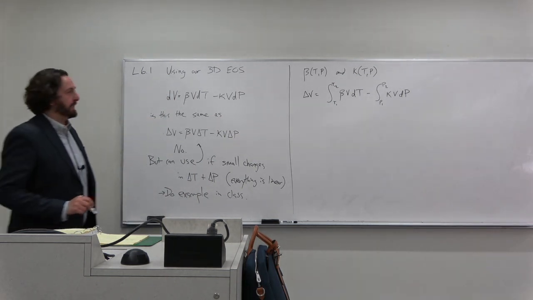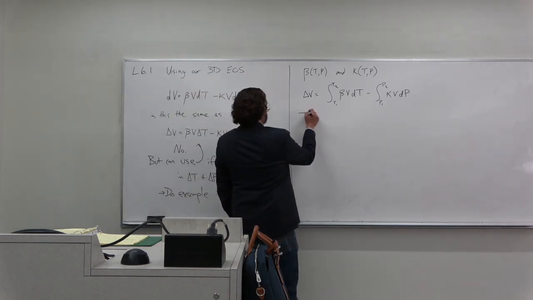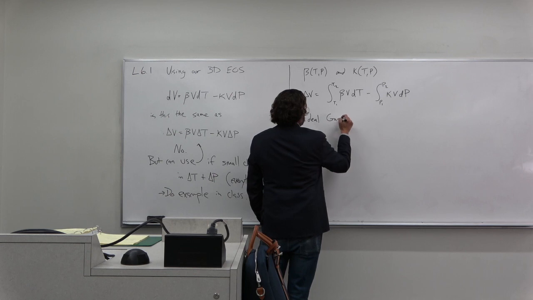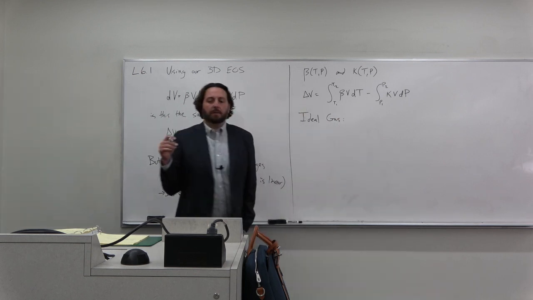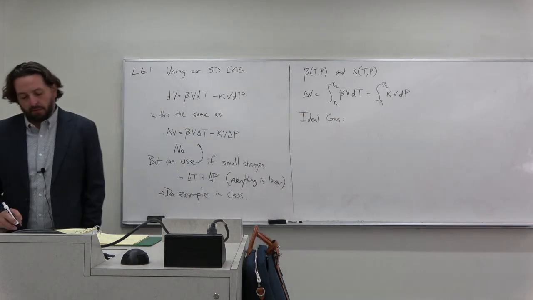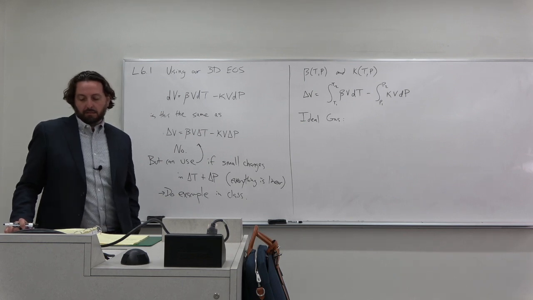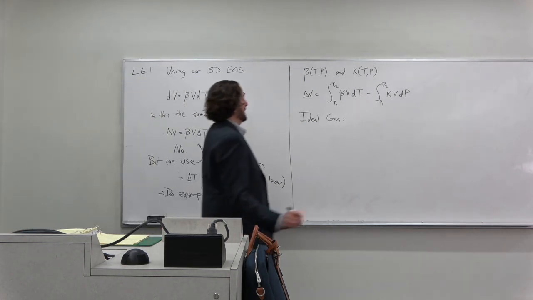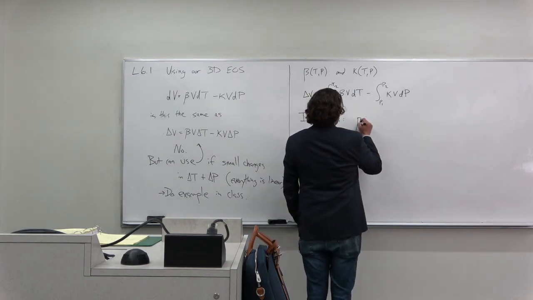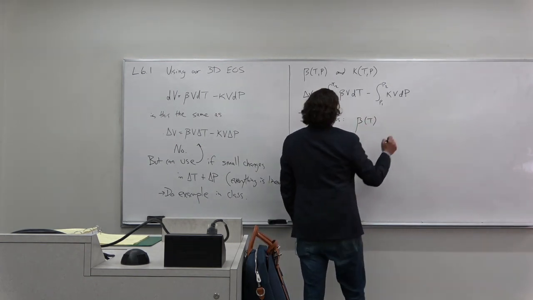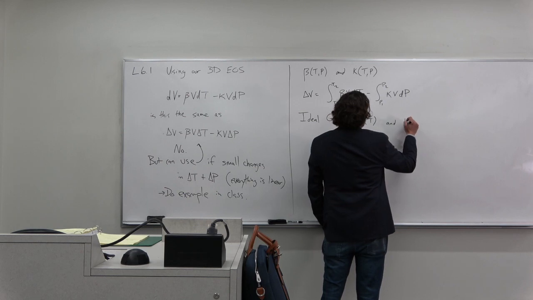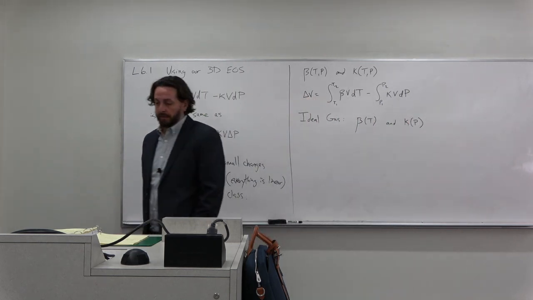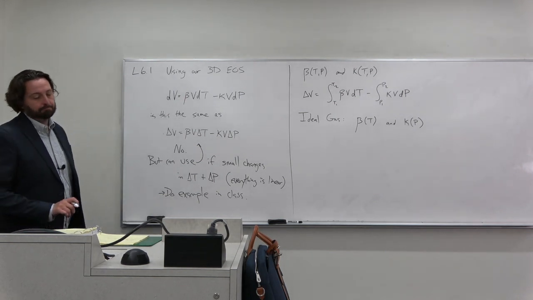So let's use an ideal gas as an example. Whenever I think of an ideal gas, I think of the most ideal gas, helium. For an ideal gas, beta depends on T, and kappa depends on P. So let's show that.